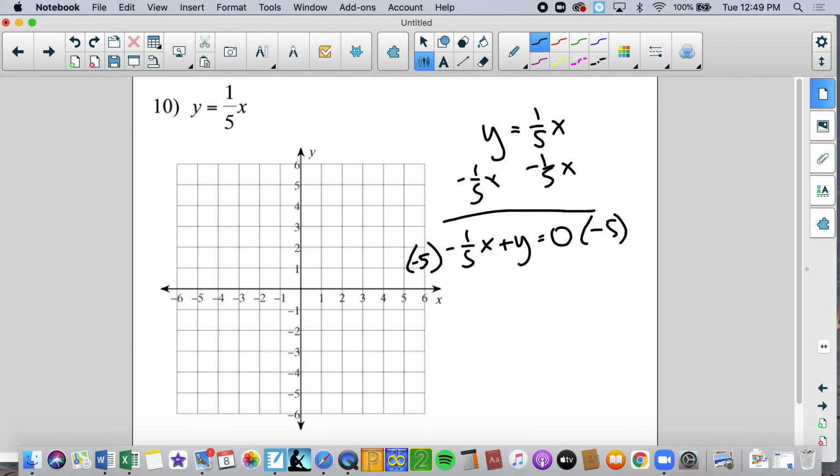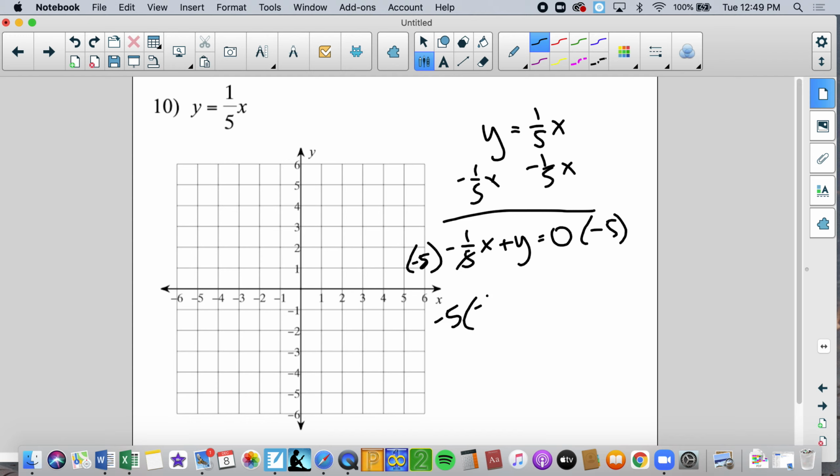Because remember, my a value has to be positive. How do I make that first term positive? I have to multiply it by a negative, because a negative times a negative, the negatives combine to make a positive. The 5 in the denominator cancels with the 5 in the numerator, and that's going to leave you with x. Oh, sorry, let's do that.